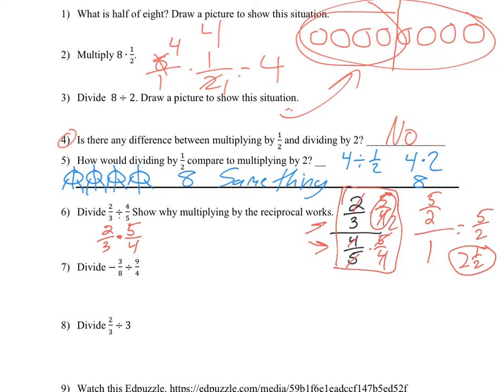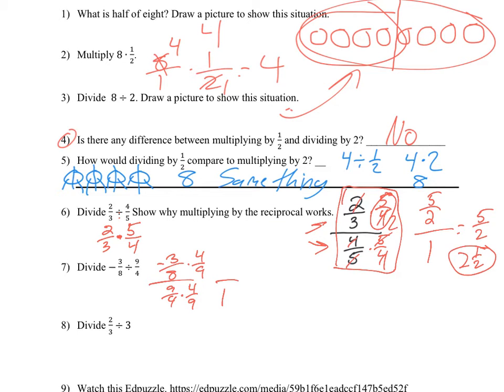So let's go ahead and try it with number 7 as well. I'm going to do this both ways. Let's do it the long way: we've got -3/8, and we are going to divide it by 9/4. Again, to get rid of the denominator, we multiply by its reciprocal, and that's going to turn out to be 1. And then I'm going to take the -3/8 and multiply it by 4/9.